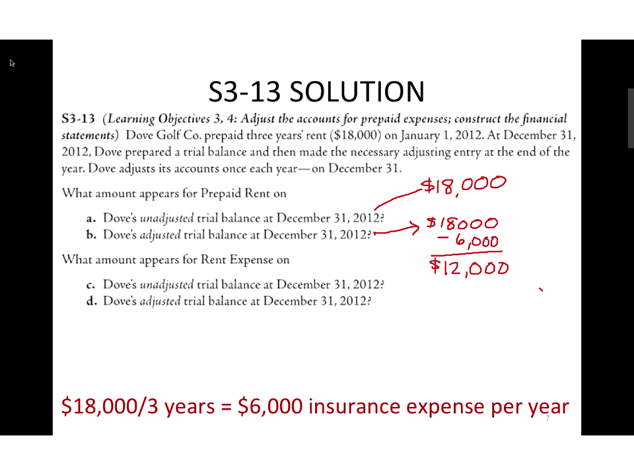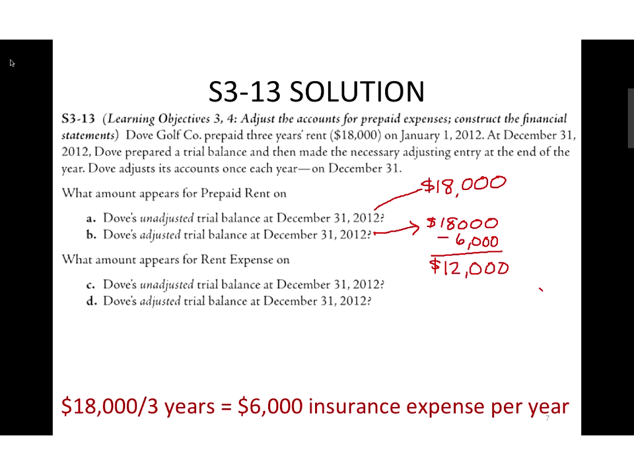0. Okay? The reason it's 0 is because when we pay the rent in the beginning, we're going to debit prepaid expense, which is an asset, and credit cash. And we haven't made any adjusting entries, so we have no rent expense. An adjusting entry is when we recognize rent expense.